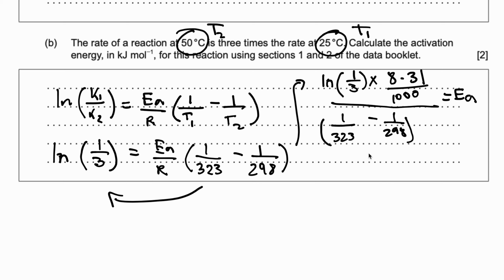So we have ln 1 over 3 times 8.31 over 1000 divided by 1 over 323 minus 1 over 298. And what do I get? I'm getting that activation energy Ea is equal to 35.15 kilojoules per mole.